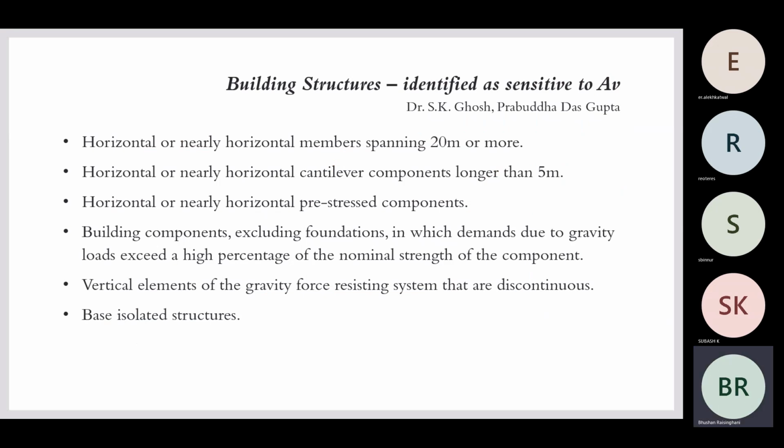So, building structures identified as sensitive to vertical acceleration. Okay, so from the US, I have this paper of Dr. S.K. Ghosh. What he is saying is that horizontal or nearly horizontal members that are spanning 20 meters or more. So the IS code is saying long span. So what is long span? 20 meters or more. In those structures, this structure will be sensitive to the vertical acceleration.